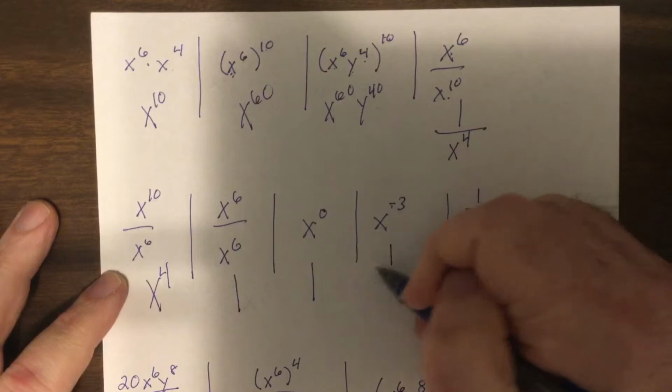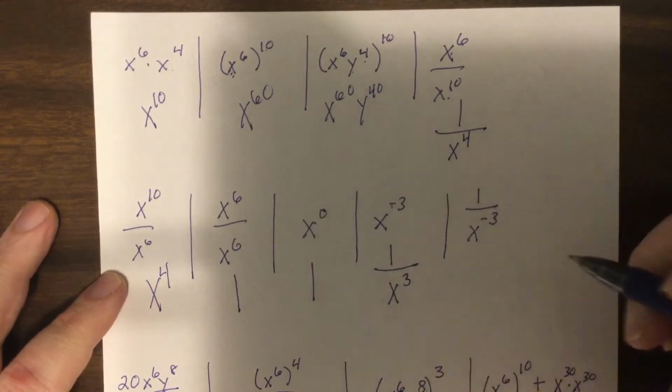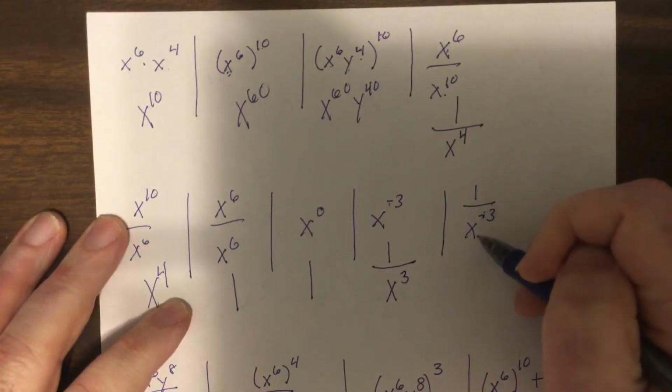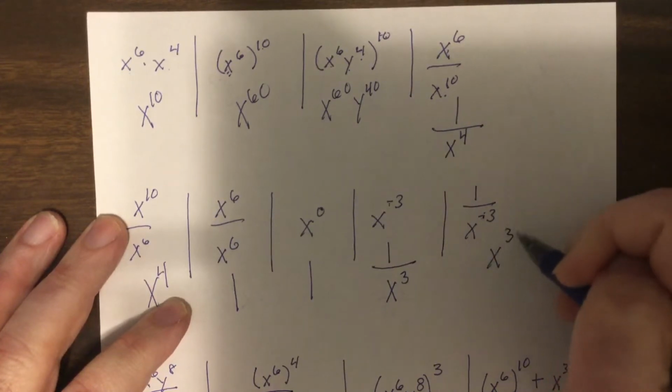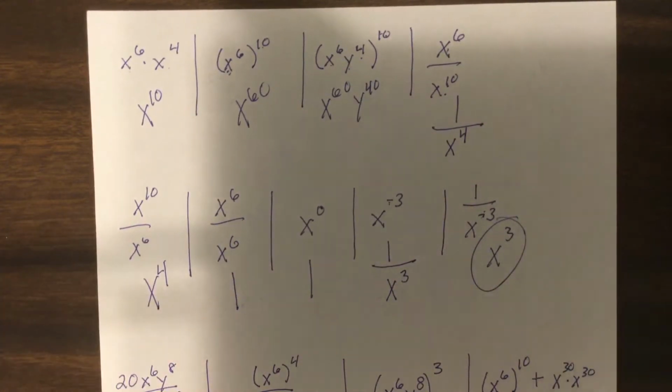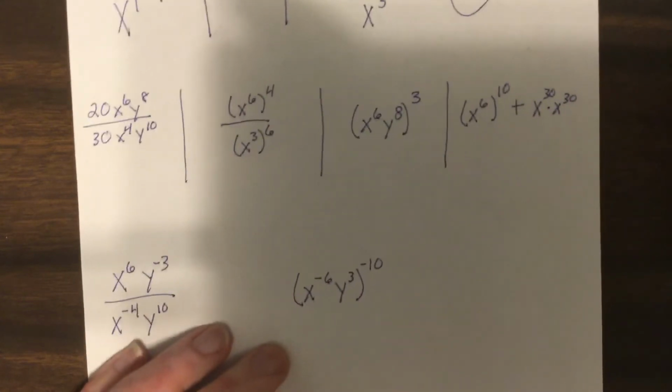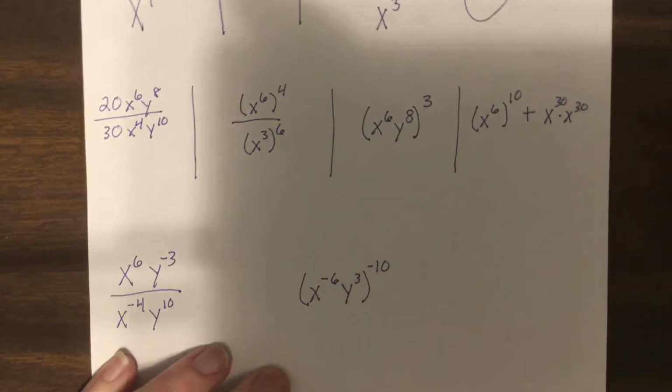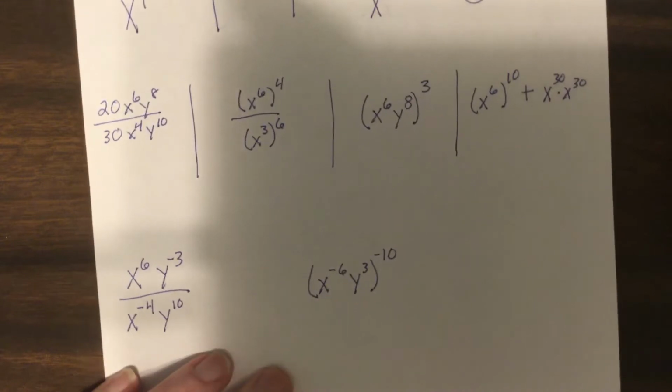Negative power means take the reciprocal. And, oh, there's a negative on the bottom, so bring it on up. So hopefully you got 100% on that. Do the next group. And then turn me back on.